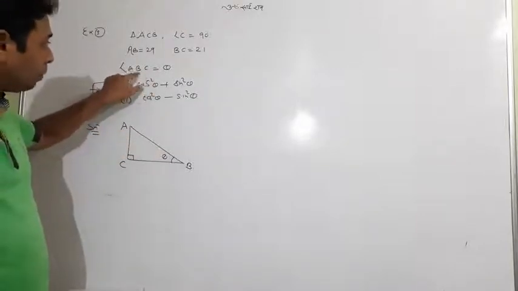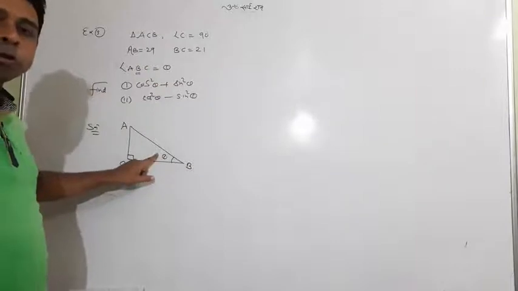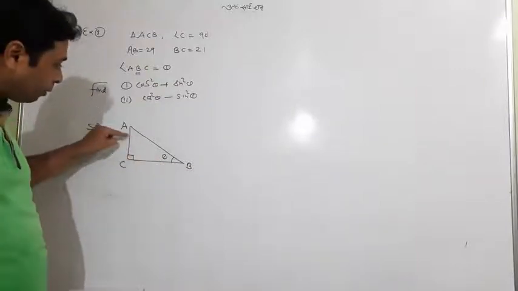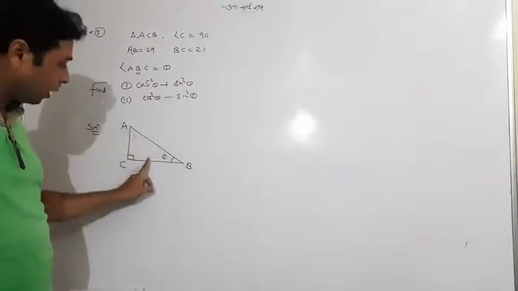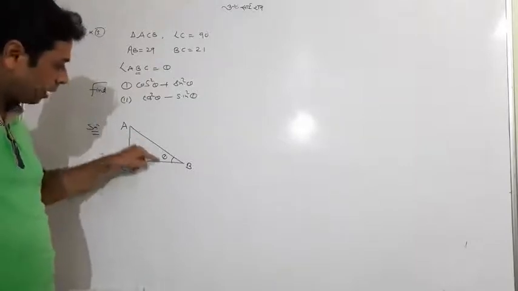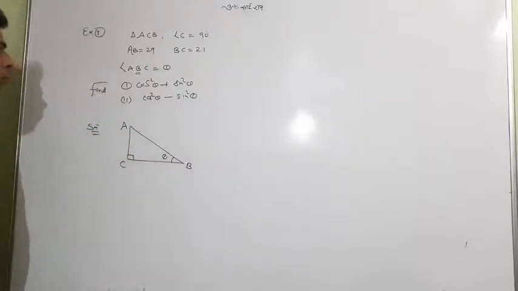ABC means angle B is theta, so angle B is theta. You can also write B here, A here, so B that time will be theta. So in front of theta that time it will be perpendicular. But this time it is perpendicular.